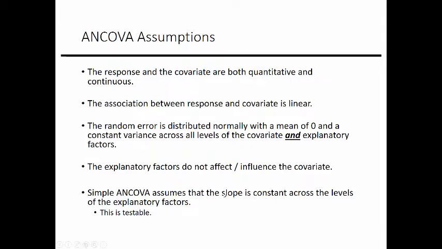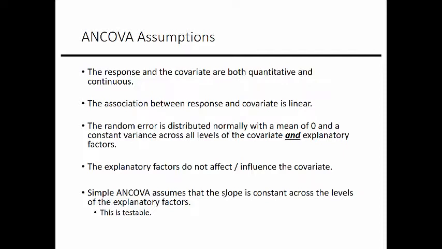Now ANCOVA assumes that your response and your covariates are both quantitative and continuous. It also assumes that the association between the response and the covariate is linear. So we're going to have to look at a plot between our response variable and our covariate to determine whether that linearity is met.